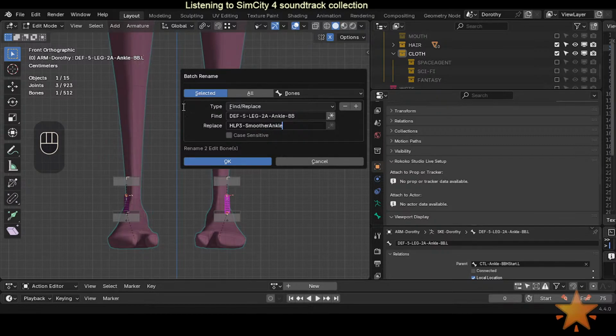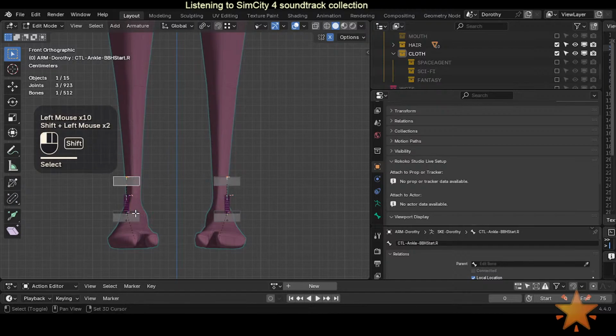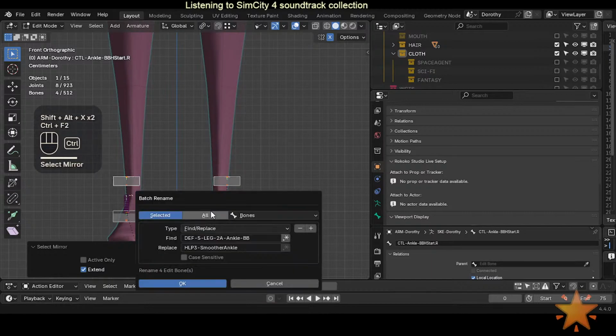So the rest is just the .l.right. Unfortunately, yeah, so it was also selected. I thought it wasn't. Okay, so here we have this fixed, and as for these ones, well, pick this, Shift+Alt+X, select mirror with extend, so get both sides, right? Ctrl F2, B for bones, and then here we could get, instead of control, ankle, BB, handle, start, so I preserve the left and right at least doing this.